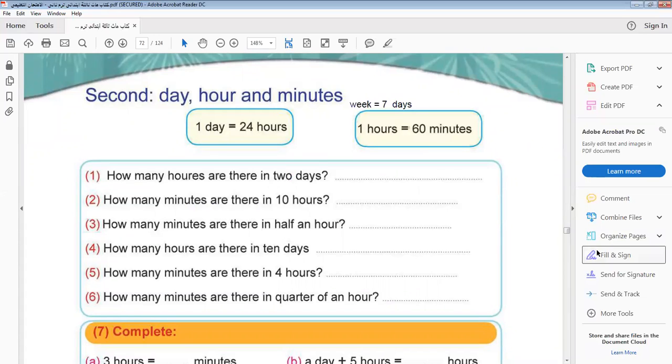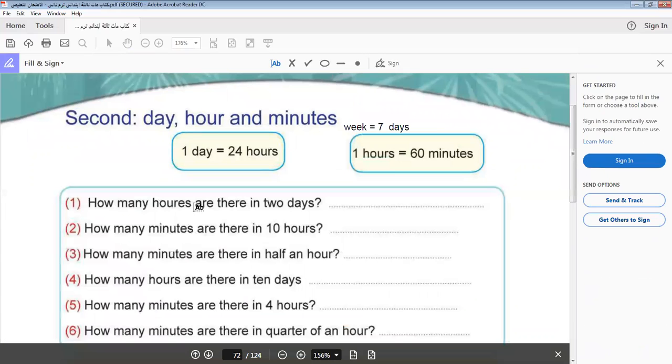Question number 1: how many hours are there in 2 days? Since 1 day is 24 hours, to know how many hours in 2 days, you have to multiply 2 by 24. That's the first time, but you have to keep it. Automatically, you have to say 2 days, 48, 3 days, 72, 4 days, 96, and so on. So 2 multiplied by 24 is 48. 2 by 4 is 8, 2 by 2 is 4. So it's 48 hours. And I will write beside it HR. HR stands for hours, okay?